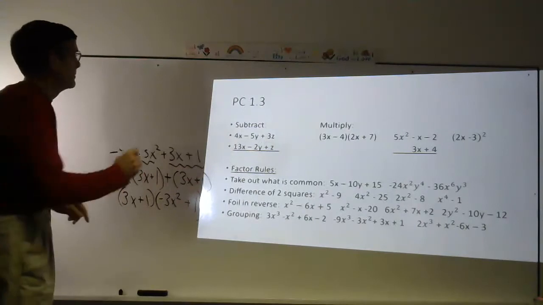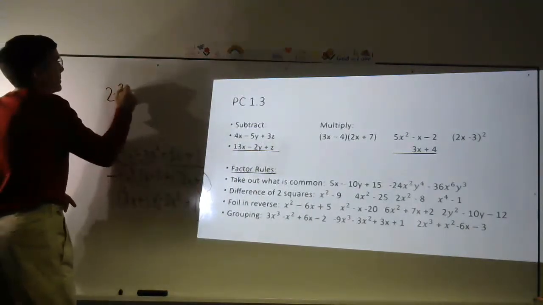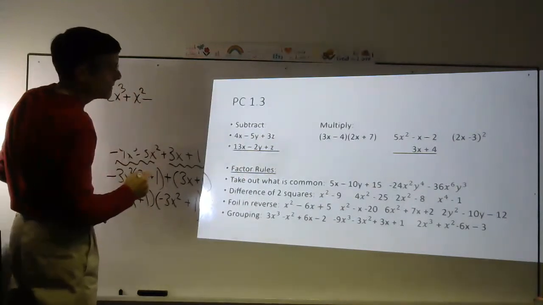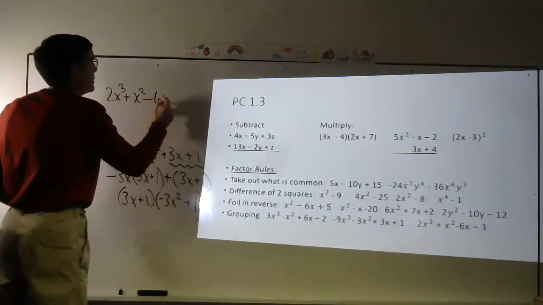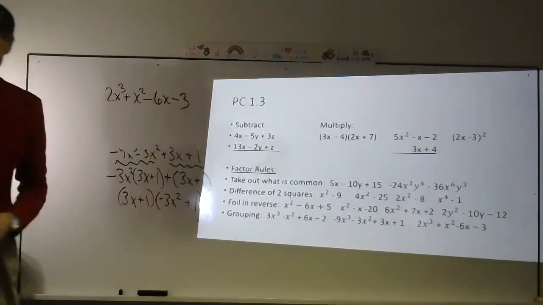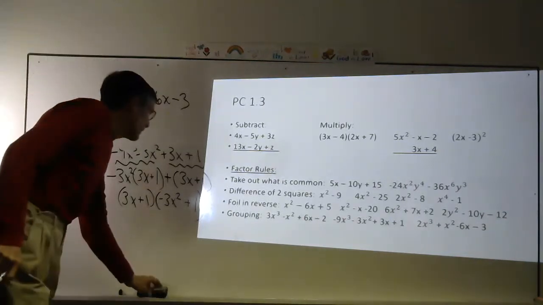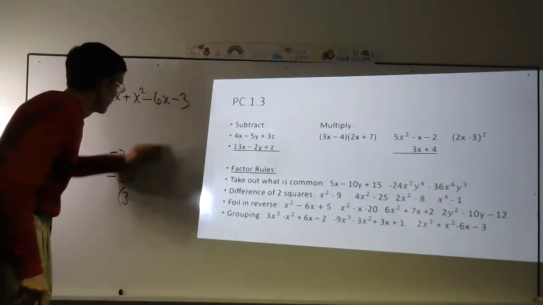Okay, last one. 2x cubed plus x squared minus 6x minus 3. Now, once again, 4 terms. Once again, 4 terms. And when you have 4 terms, it's almost a dead giveaway, right? That it's going to be factoring by grouping. So let's do that.